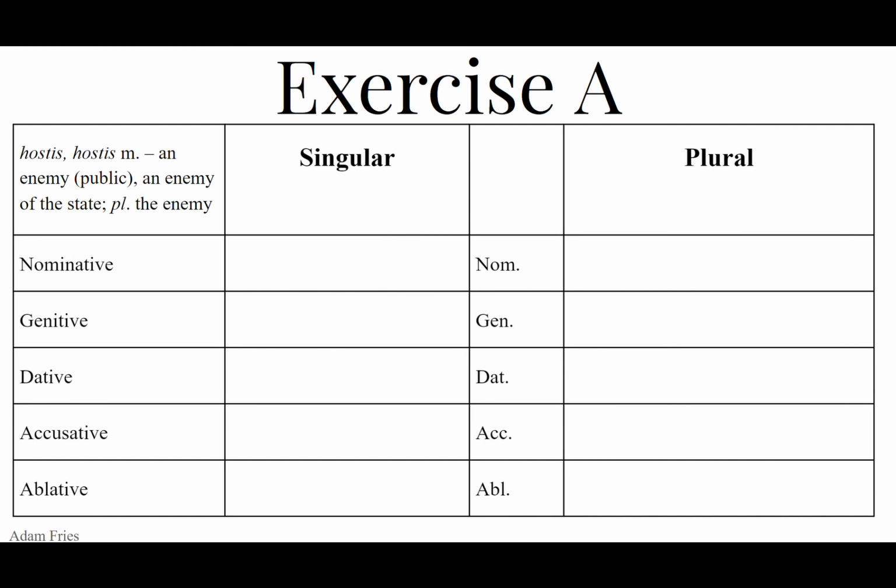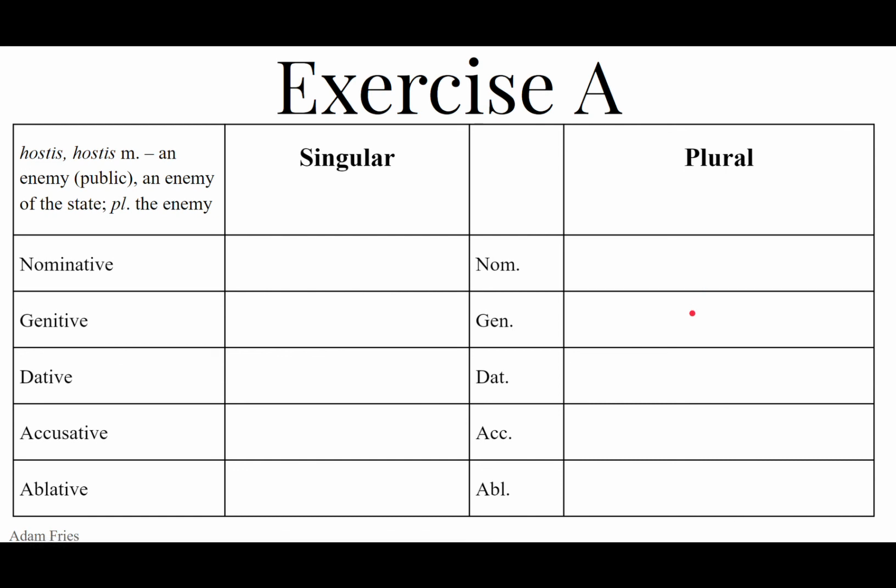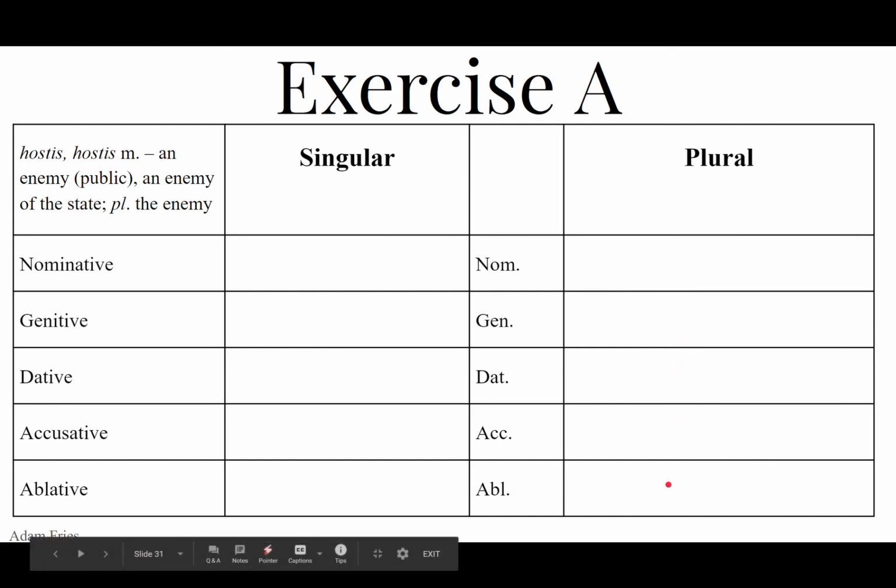The first one. Hostis, hostis. The nominative ends in IS or ES, and it is parisyllabic, has the same number of syllables as its genitive. Hostis, hostis. So the nominative is hostis, the genitive is hostis, hosti, hostem, hoste, hostes, hostium, not hostum, hostium, hostibus, hostes, hostibus.